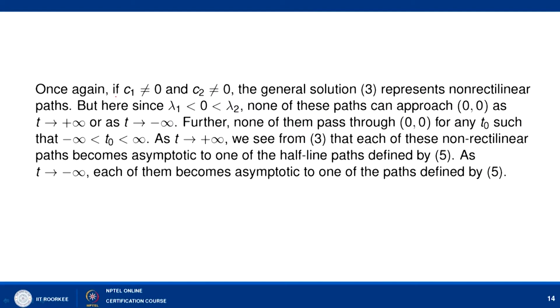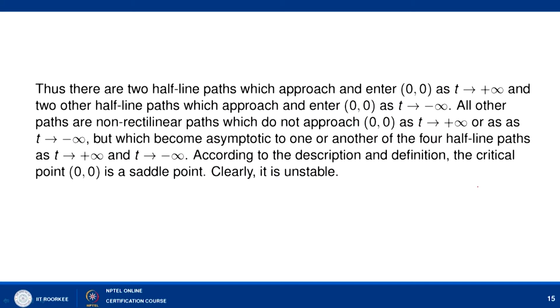So once again, if C1 and C2 are both non-zero, then the general solution 3 represents non-rectilinear paths, but since lambda 1 is less than 0 is less than lambda 2, none of these paths can approach (0, 0) as t tending to plus infinity or t tending to minus infinity, and none of them pass through (0, 0) for any t naught lying between minus infinity and infinity, right. As t tending to infinity, each of these non-rectilinear paths becomes asymptotic to one of the line paths defined by 5. As t tending to minus infinity, each of them becomes asymptotic to one of the paths defined by 6 here.